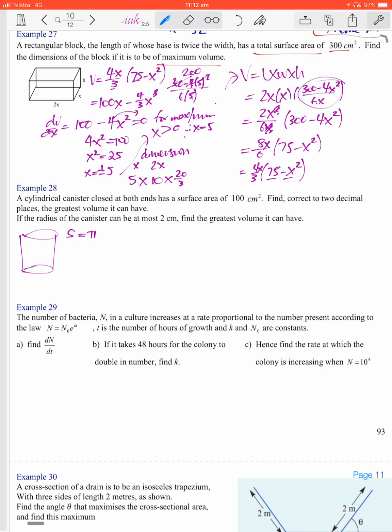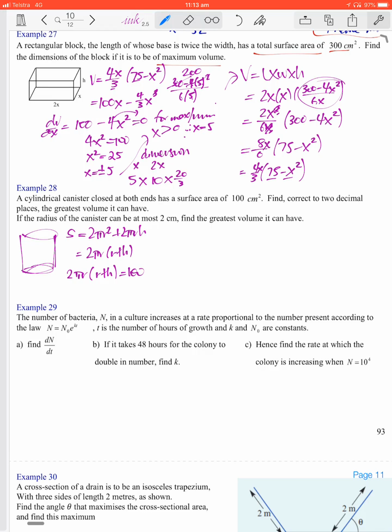of one of these is pi r squared. The bottom's pi r squared, so 2 pi r squared for both. And then the length around the outside is 2 pi r h. So 2 pi r h. So we can say 2 pi r, r plus h, and we know that that equals 100. So 2 pi r times (r plus h) equals 100.